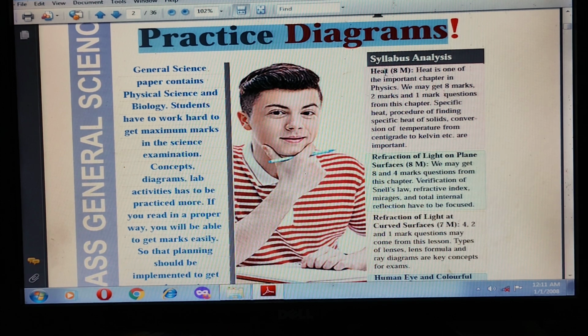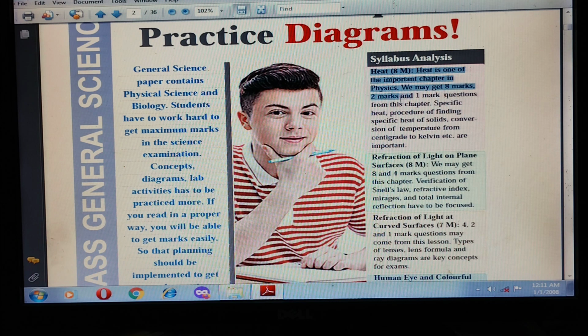From the heat lesson you are going to get 8 marks. Heat is one of the important chapters in physics. We may get 8 marks, 2 marks and 1 mark questions from this chapter. Specifically, they mentioned the specific heat concept. In specific heat, you have to learn the specific heat definition, specific heat formula, specific heat SI units and CGS units, and specific heat of water. And the procedure of finding specific heat of lead shards.